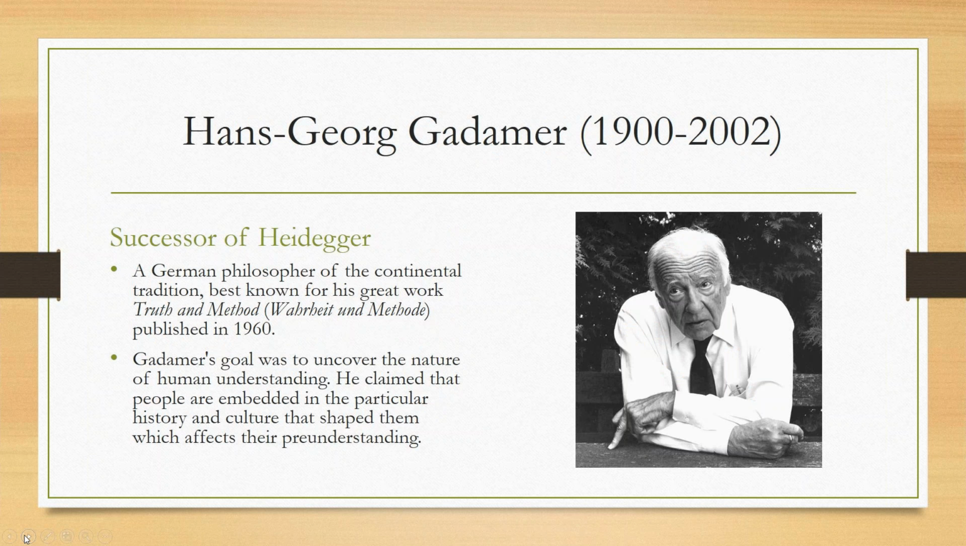Hans-Georg Gadamer was a German philosopher of the continental tradition, best known for his great work Truth and Method, or Wahrheit und Methode, published in 1960. Gadamer's goal was to uncover the nature of human understanding. He claimed that people are embedded in the particular history and culture that shaped them, which affects their pre-understanding, or Vorverständnis.